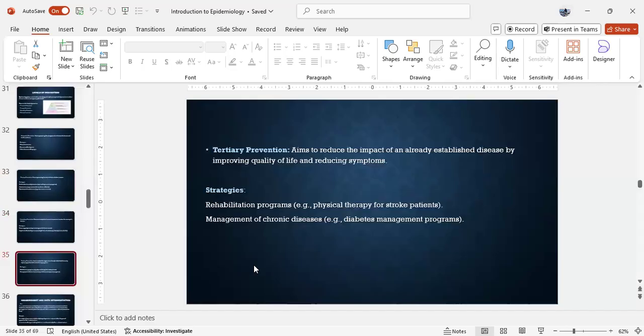Tertiary prevention aims to reduce the impact of an already established disease by improving quality of life and reducing symptoms. The strategies involved are rehabilitation programs, like physical therapy for stroke patients, and management of chronic diseases, for example diabetes management programs.